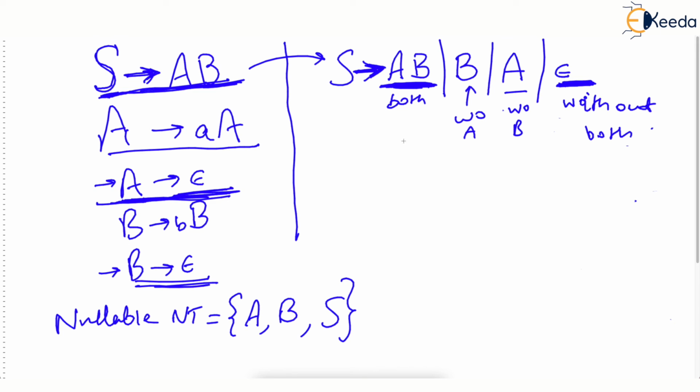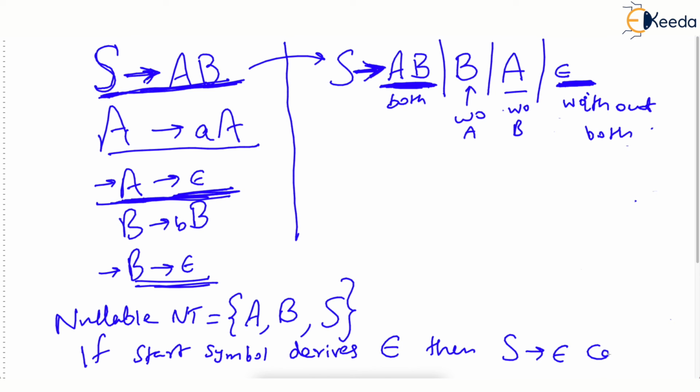Now notice, if the start symbol derives epsilon, then S derives epsilon cannot be removed. I know that the topic is removing epsilon production, but one of the epsilon productions we cannot remove. Which one? Start symbol derives epsilon. That has to be there. Let's continue. We will argue on this as the topic proceeds.